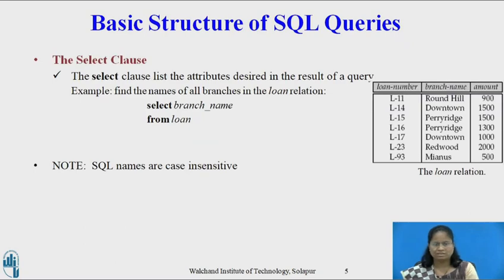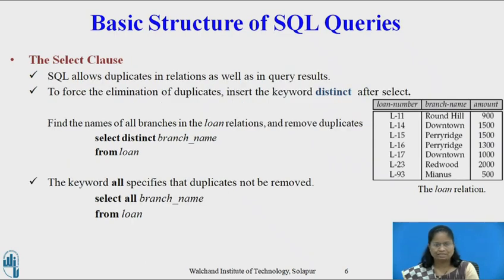The select clause lists the attributes desired in the result of a query. Example, find the names of all the branches in the loan relation. So the SQL command is select branch-name from loan. The result is a relation consisting of a single attribute with the heading branch-name. SQL names are case insensitive, that is, we may use uppercase or lowercase letters.